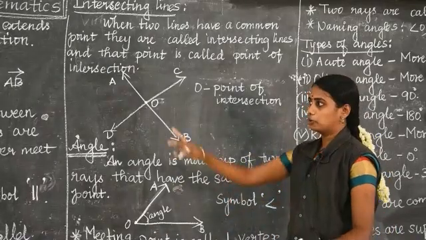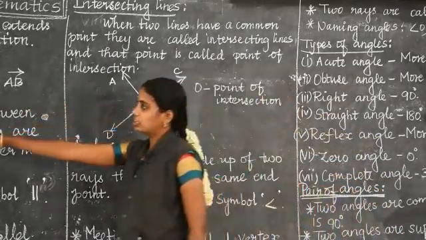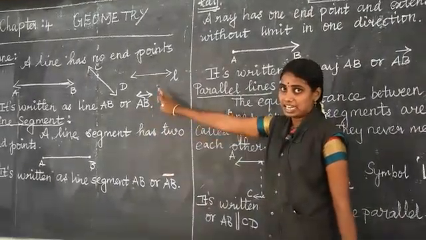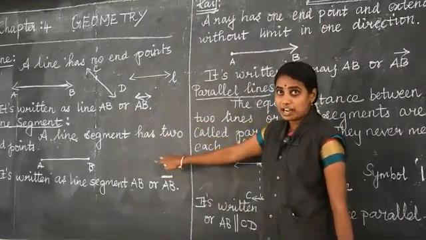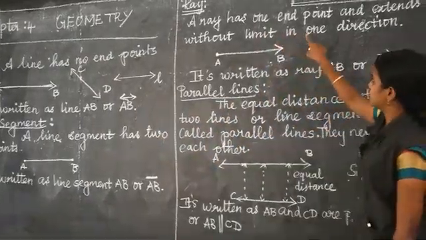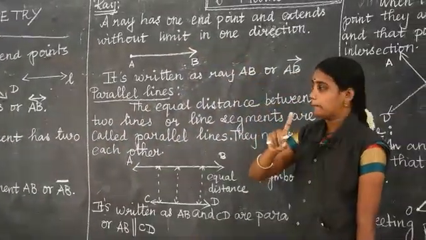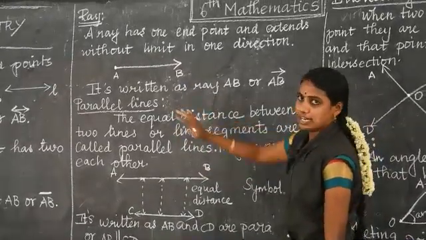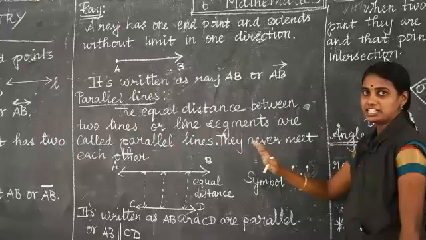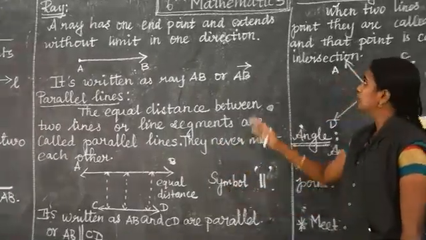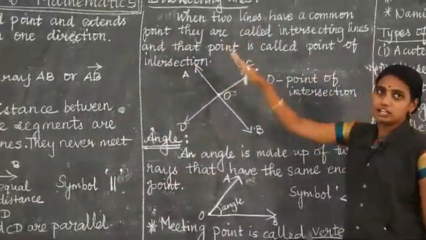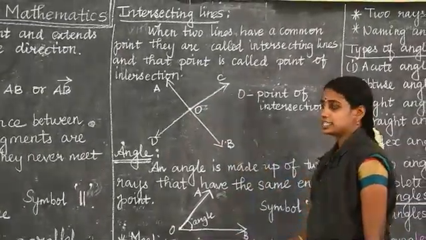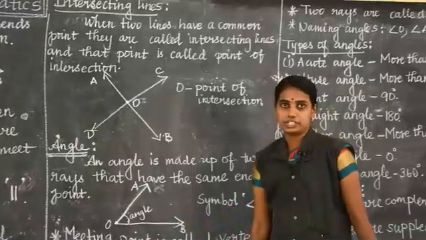Clear everyone about lines? Here, line, line segment. A line has no end point. A line segment has two end points. Next, a ray has only one end point. Then parallel lines, the types of lines. Parallel lines have equal distance between them. Next, intersecting lines. When two lines have a common point, that is called an intersecting line, and that point is the point of intersection.